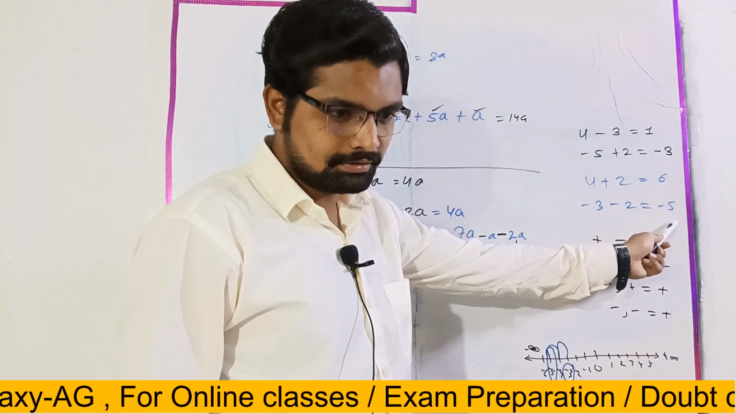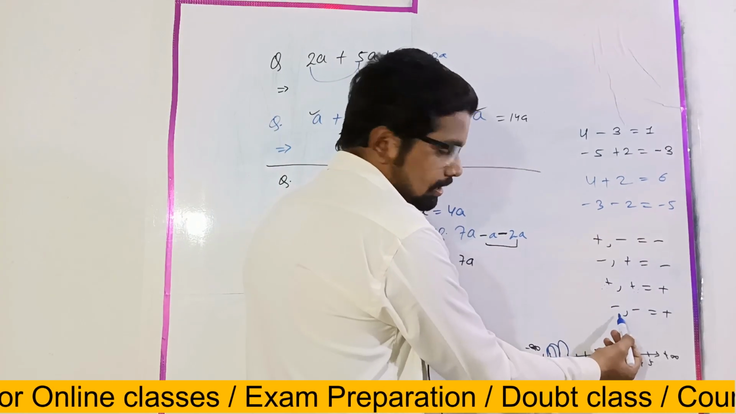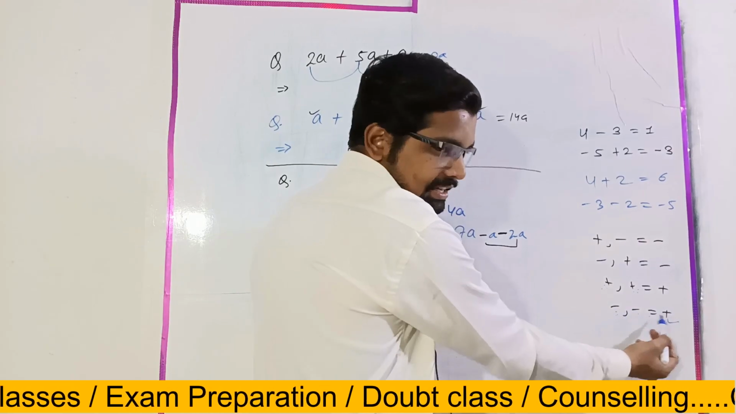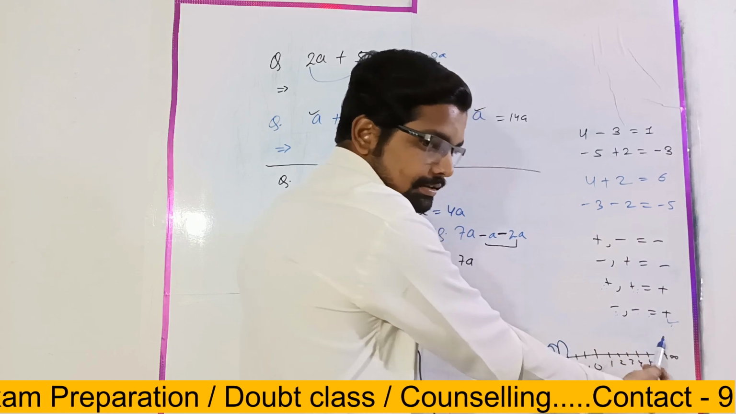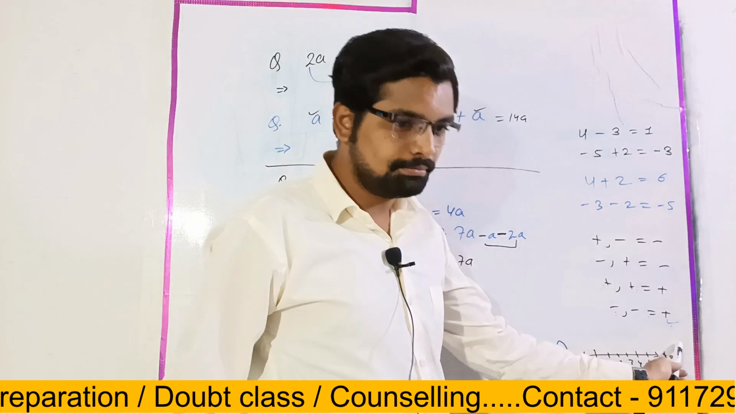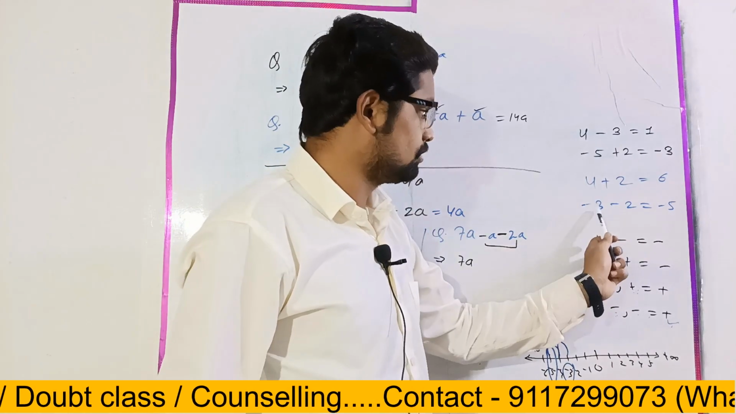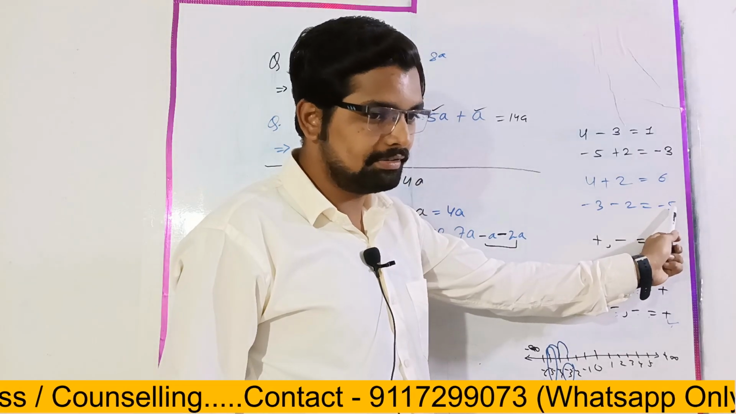No, but I know how to do it. See, minus. Now come to the rule. Minus plus, minus minus, minus minus plus, minus minus plus. Minus minus, what we have to do? Plus. So 3 plus 2 together, then we have to add it, we will get 5.